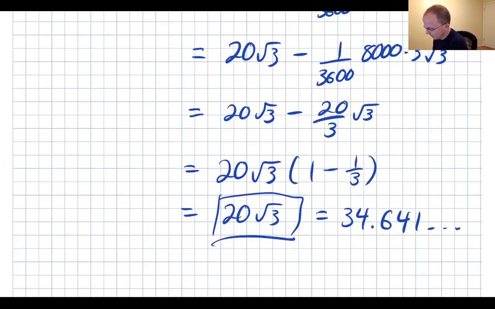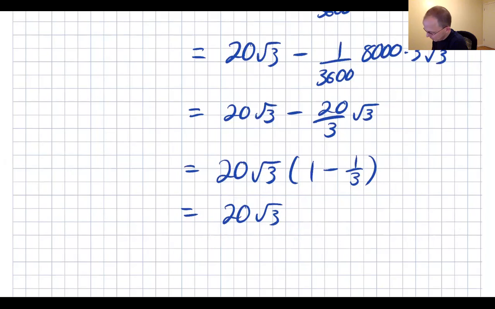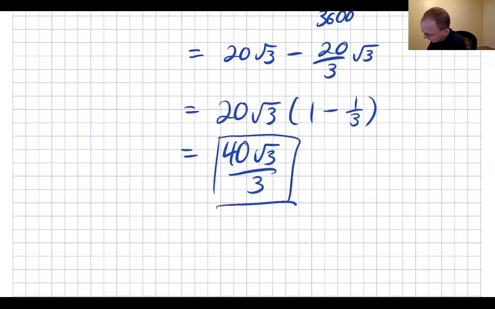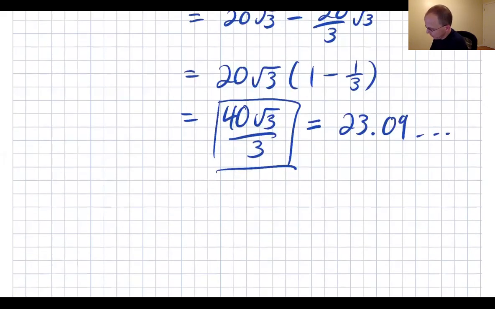So this is going to be 40 over 3. Yeah, so this should be 40 root 3 over 3. So let's fix that. So 40 root 3 over 3. And that is our final answer right there. And that is going to be equal to, big drum roll here, 40 times square root of 3 divided by 3. Yeah, there it is. Okay, now that matches GeoGebra. Great. So 23.09 and so on. So that is our final answer.